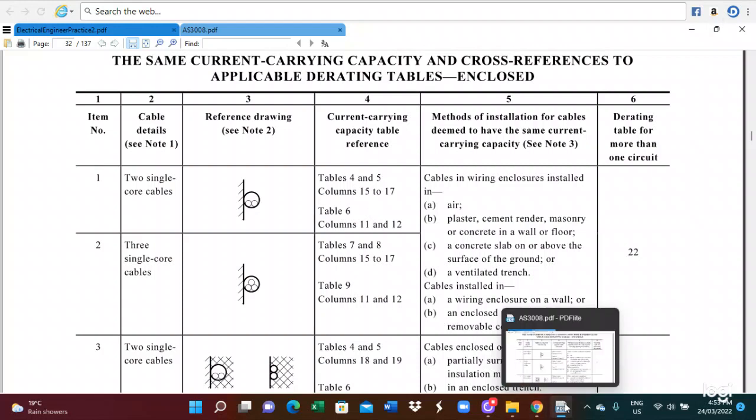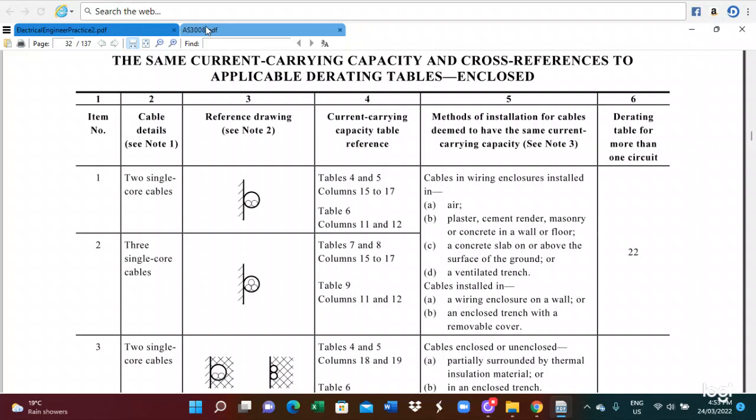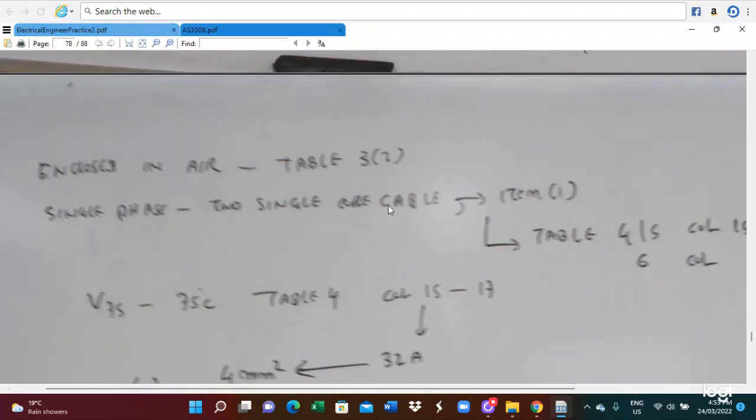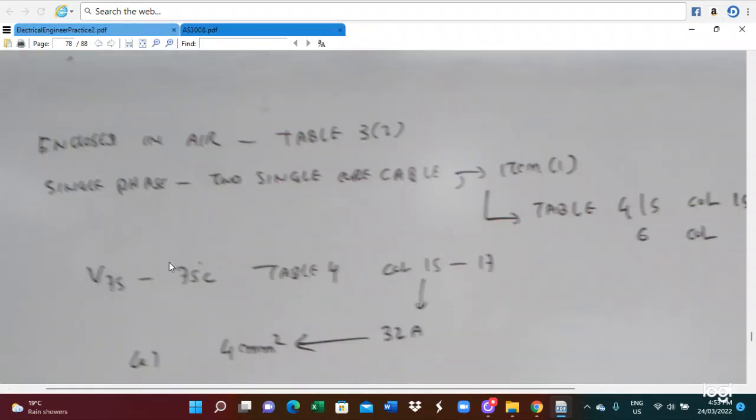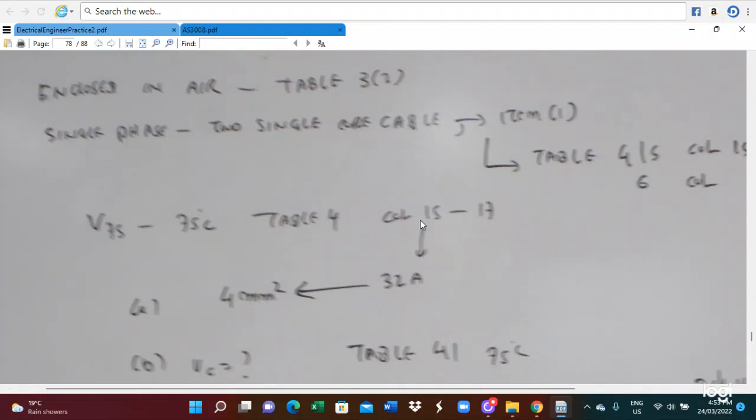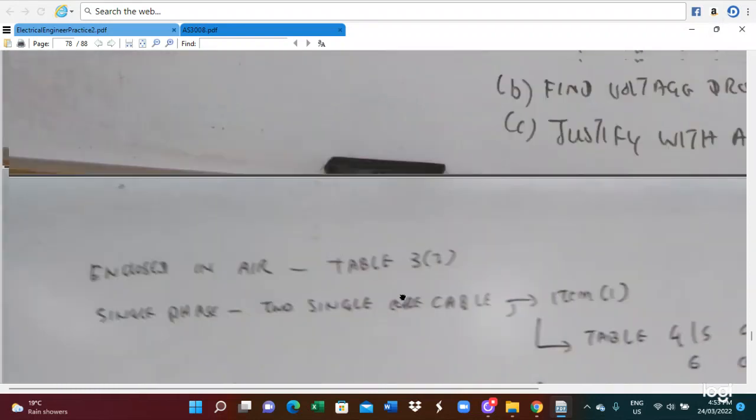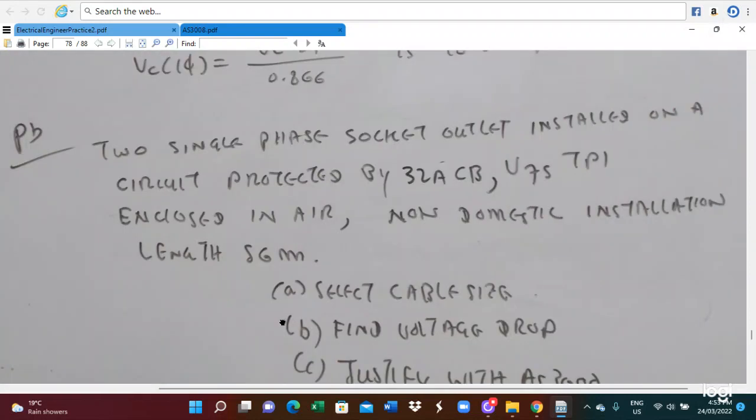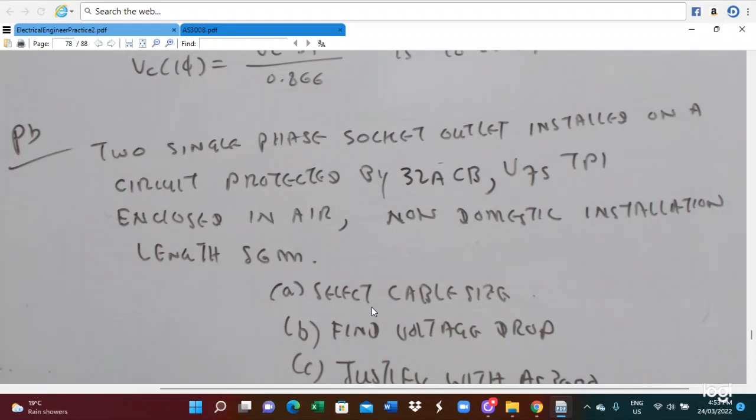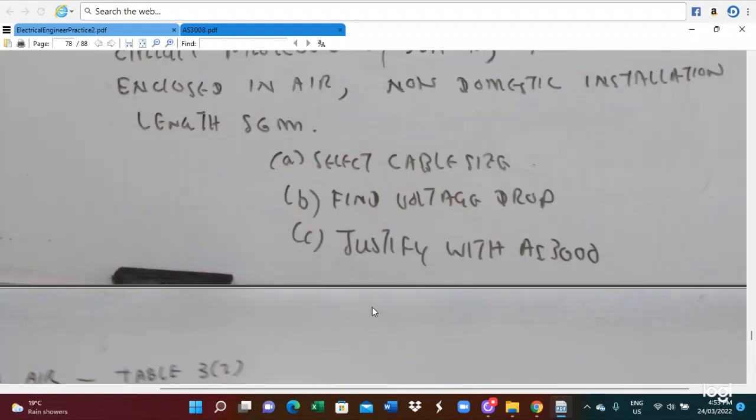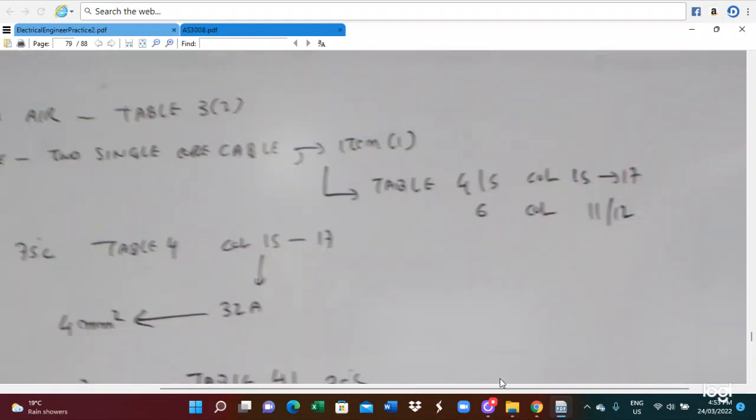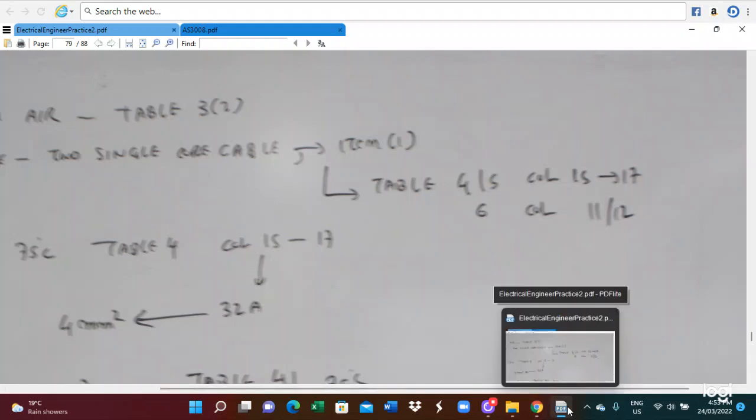So then, you can see this is the problem here. Table 4, 5, 6. Table 4 for the V75, columns 15 to 17. In this case, the current is a 32 ampere circuit breaker, which is given. So this is the table. Table 4, columns 15 to 17.